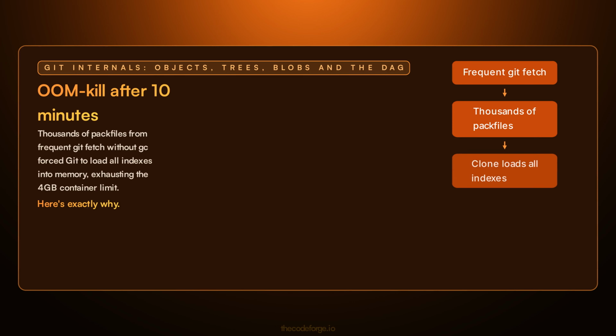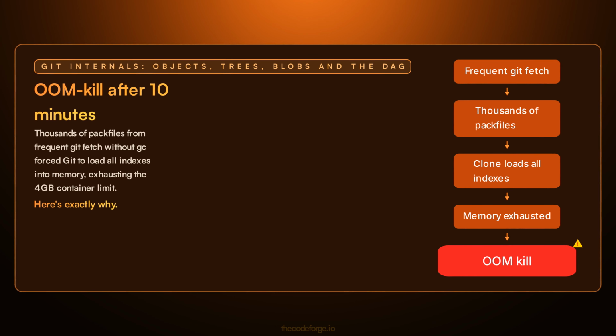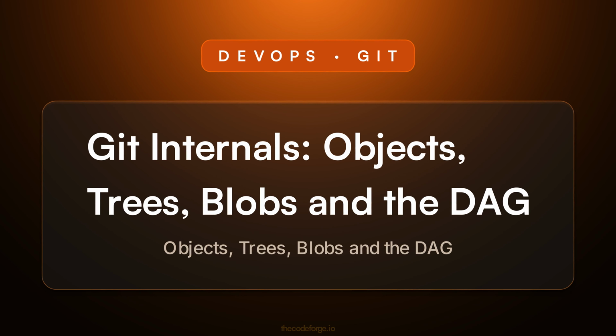A CI container cloning a monorepo OOM-kills after 10 minutes. The culprit? Thousands of packfiles from fetch without gc. Let's break down Git internals: objects, trees, blobs, and the DAG, how it works, and the exact mistake behind that failure.